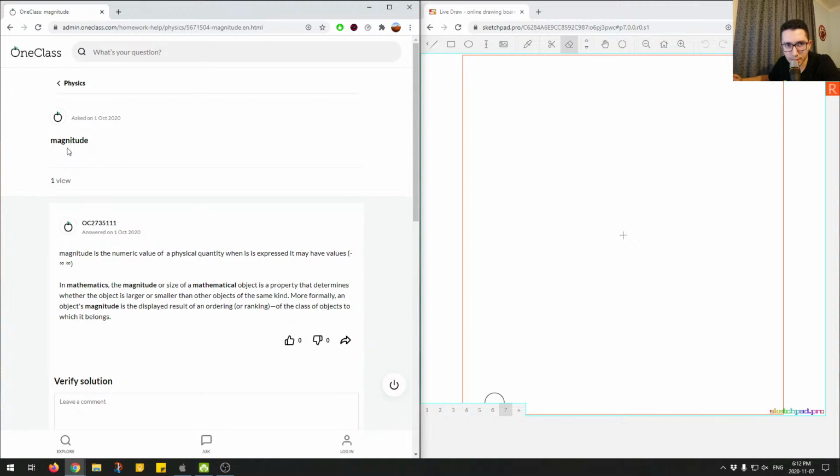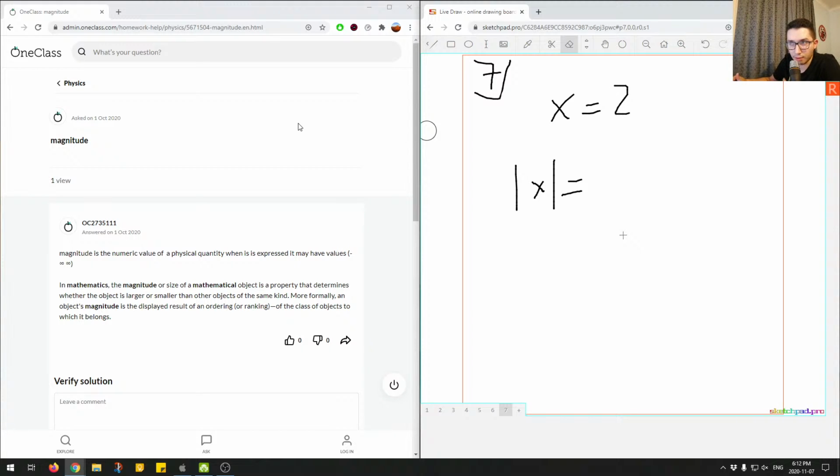So magnitude is just the size. You can think of it as size, or how large something is, whether it's negative or positive. So whenever I say, let's say, the magnitude of 2, like the number 2, we'll label this question number 7. So the magnitude of, well, let's say x, the variable x. And x here, let's say, is 2 in this situation. So the magnitude of 2, or the size of 2, is just 2.